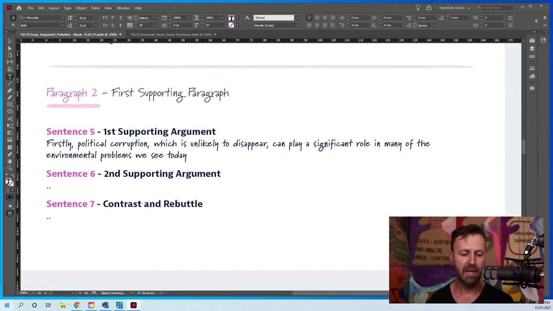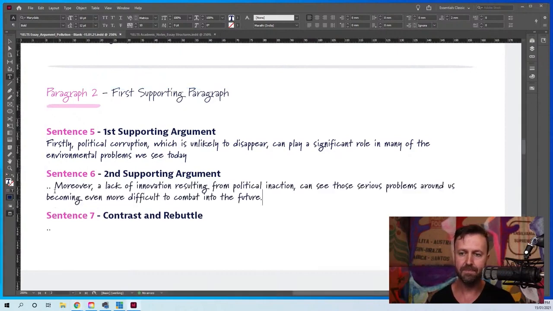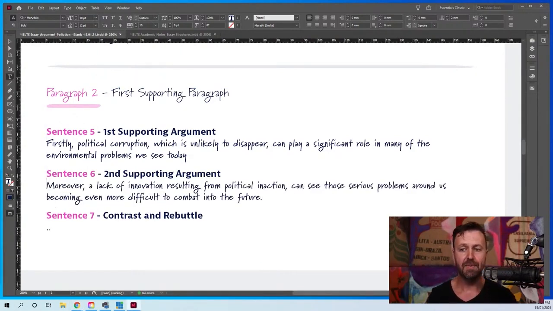The second supporting argument is going to be around the lack of innovation. So let's bring in this one now. All right, cool. Next one. Second supporting argument. Moreover. So we've got our firstly and our moreover. We've got a lack of innovation. So we've done it again. We've actually got noun plus noun.